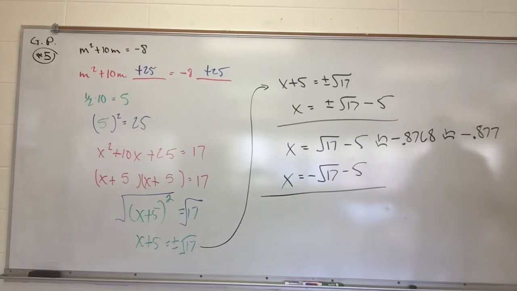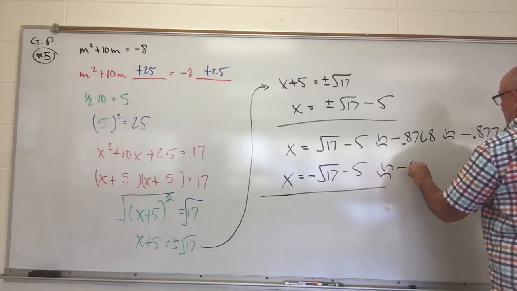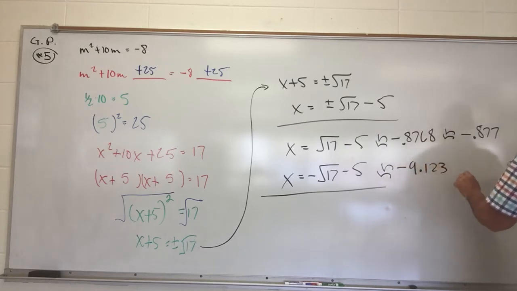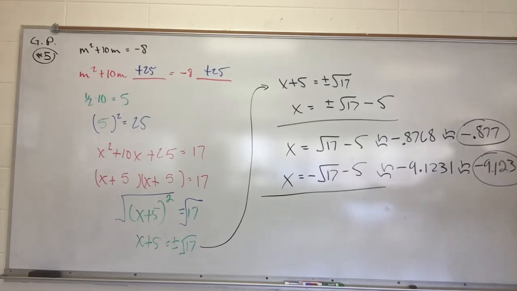For the next one, it is a negative, so use your negative key, then do square root of 17. I would hit enter, so it's a negative 4.123, and from that you're going to subtract 5. So I get approximately a negative 9.123. Now, if your author says nearest hundredth, you guys are big boys and girls, just round one place less.